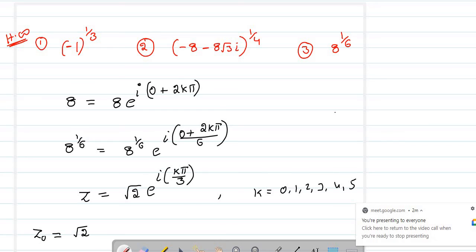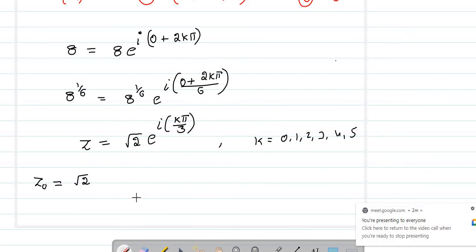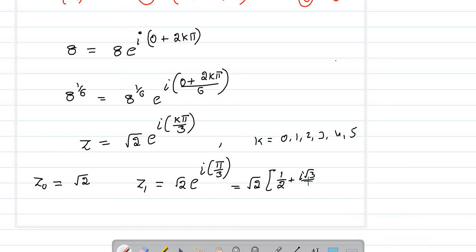Yes, sir. And if you look at the next solution, z1, so z1 equal to root 2 into e power I pi by 3. What is it? That is root 2 into cos of pi by 3 plus I sin of pi by 3, which is going to be 1 by 2 plus I into root 3 by 2.